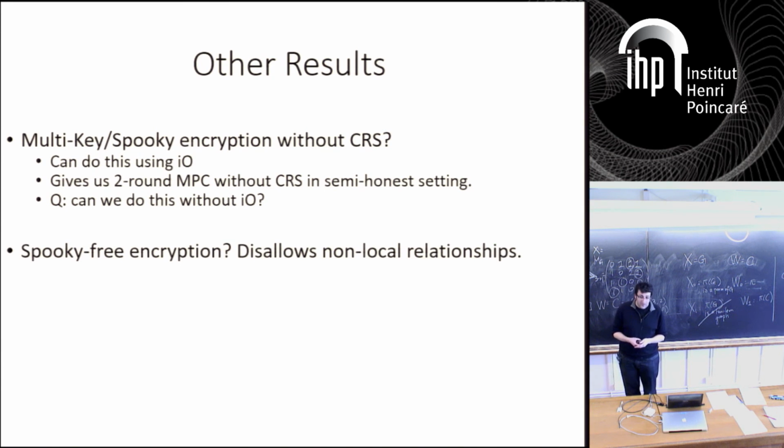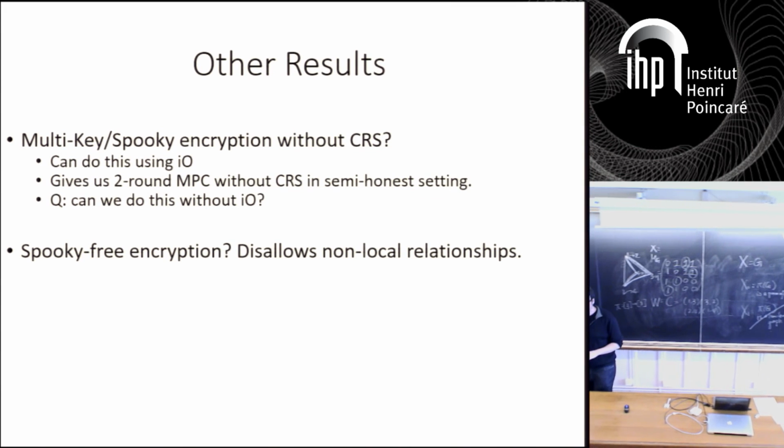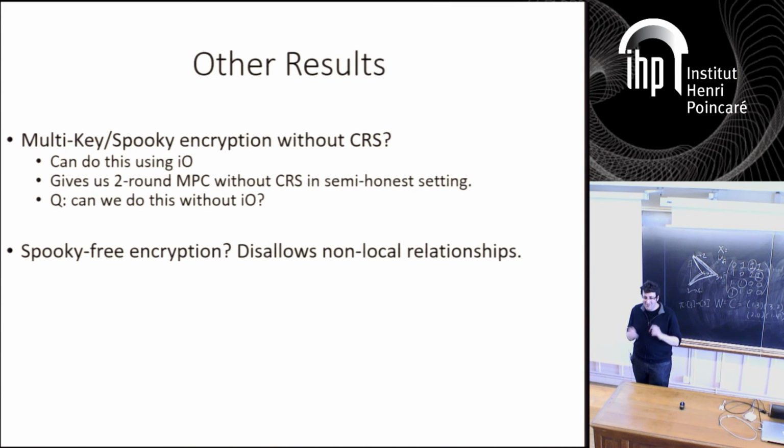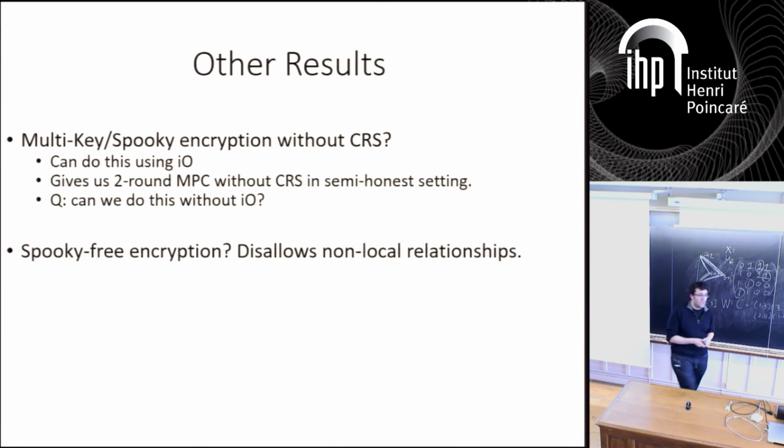Okay, so the other question, which I think Moni asked: can you build an encryption scheme which is spooky free? It explicitly disallows any non-local relationships. If you take n ciphertexts, operate on them, and get n new ciphertexts, the only relationship you can have is local. We saw there exist schemes that allow spooky relationships. Are there schemes that are explicitly secure against them, that don't allow them?